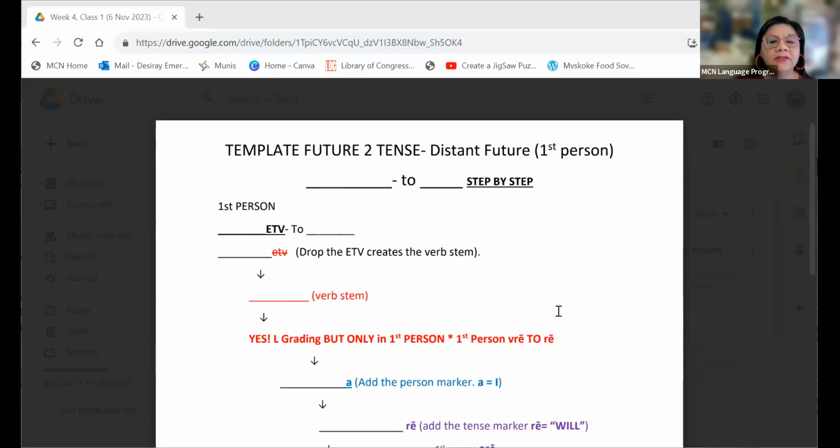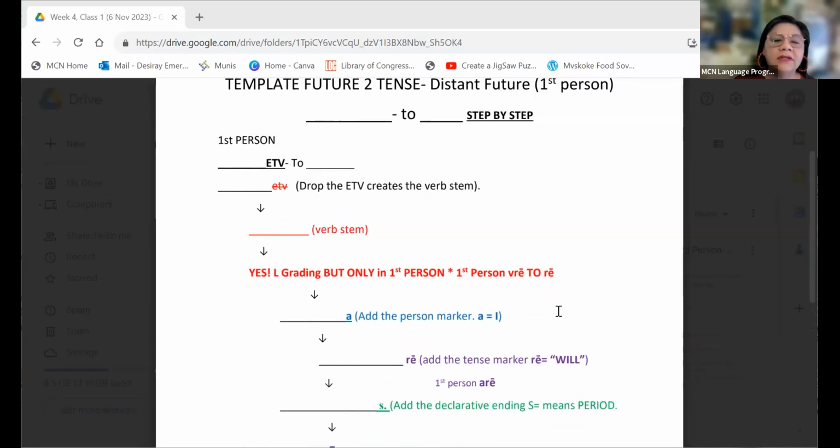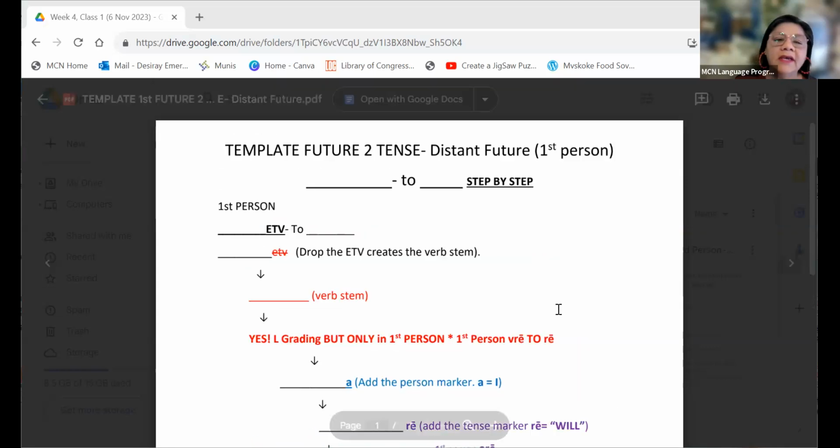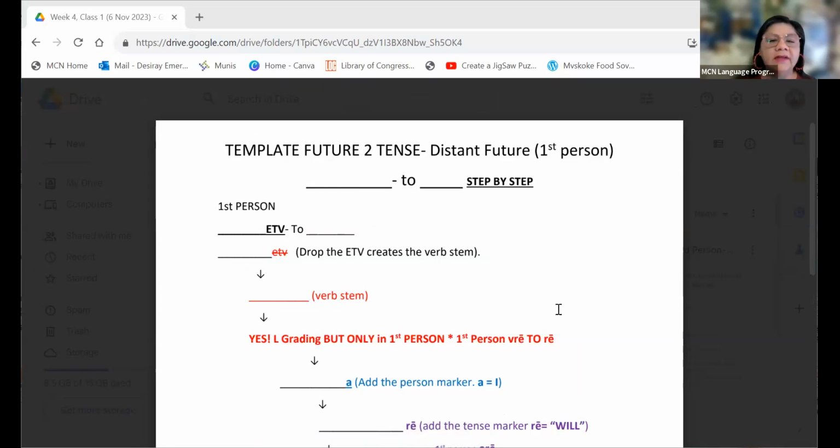Let's see. First person, template, future tense, two tense, distant future. So you will do something. I know I went over this Monday, but we're going to go over it again because we did do this a couple of weeks ago.